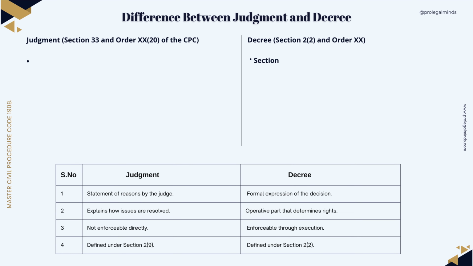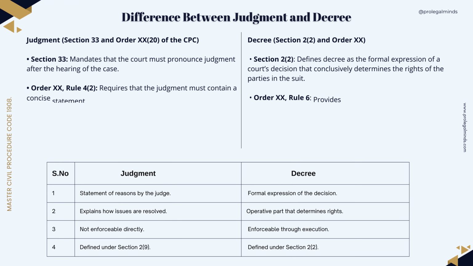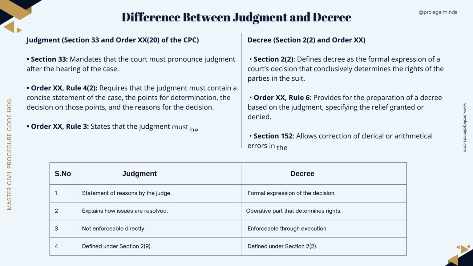Relevant CPC sections: Judgment, Section 33 and Order 20 of the CPC. Section 33 mandates that the court must pronounce judgment after the hearing of the case. Order 20, Rule 4(2), requires that the judgment must contain a concise statement of the case, the points for determination, the decision on those points, and the reasons for the decision. Order 20, Rule 3, states that the judgment must be signed and dated by the judge when pronounced.